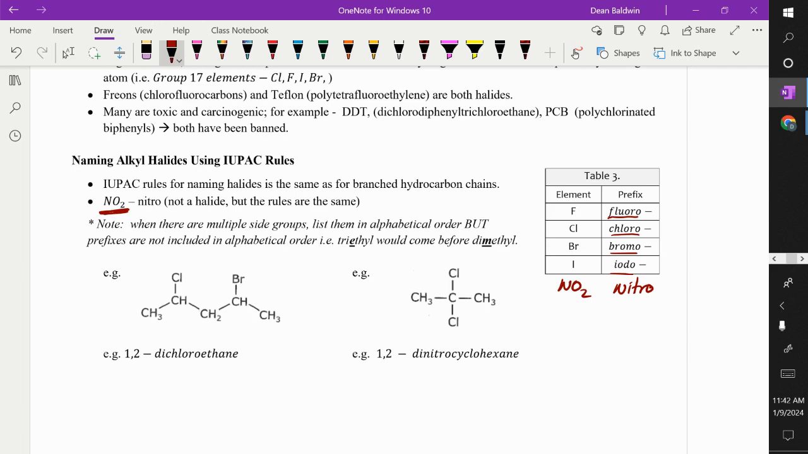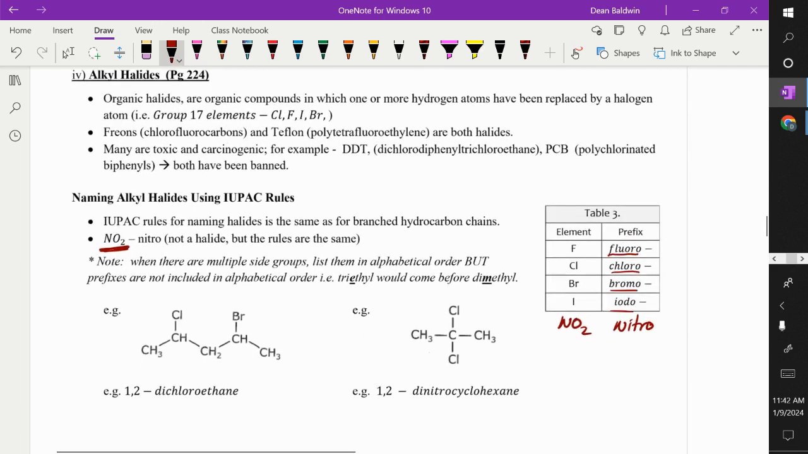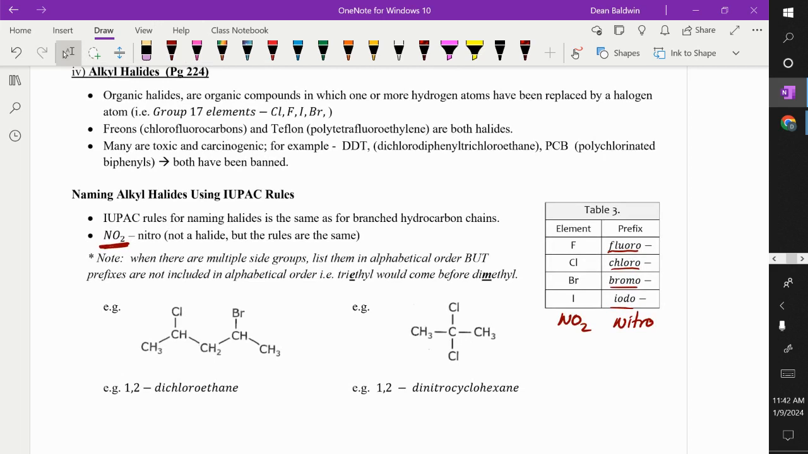A lot of these things with halides on them are very toxic, for the environment and for you. So we've got freons. Have you heard of freons before? They mess up the ozone layer, and they're chlorofluorocarbons.